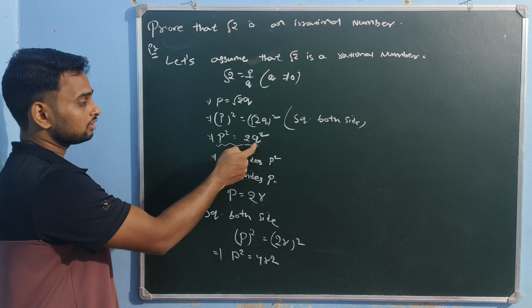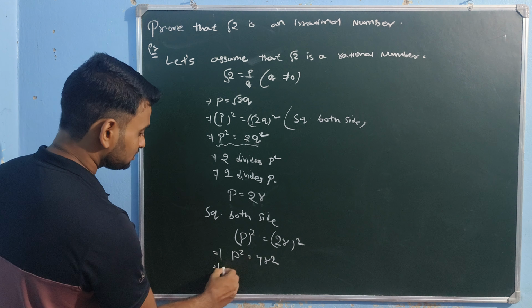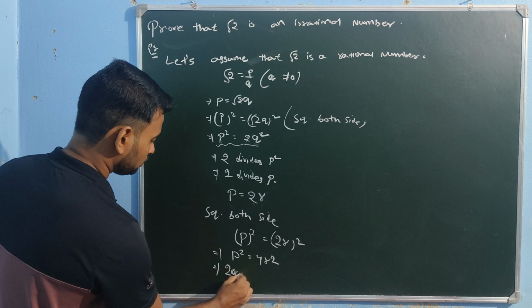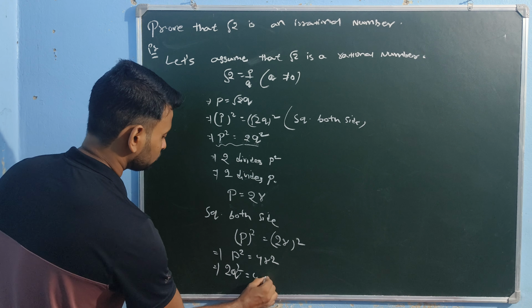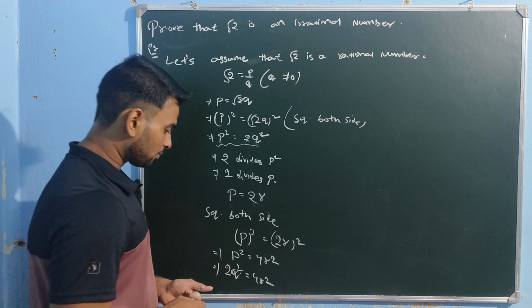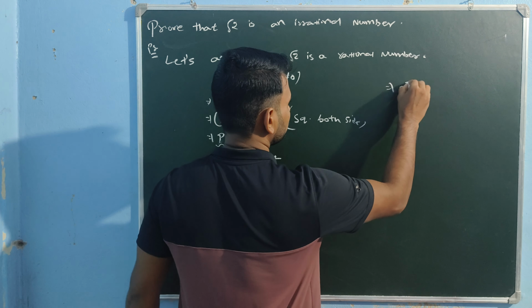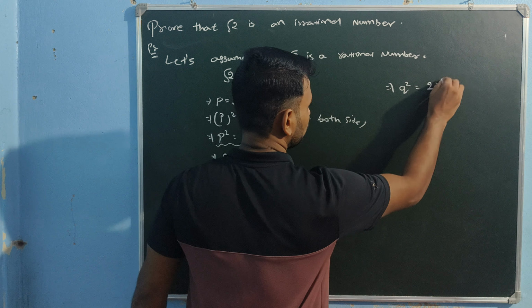Put the value of p square from here, that is equal to 2q square. That means 2q square is equal to 4r square. So by cancelling 2, we have q square equal to 2r square.